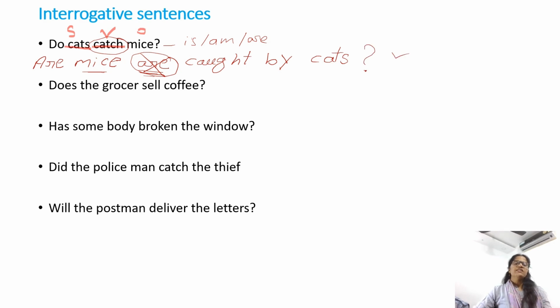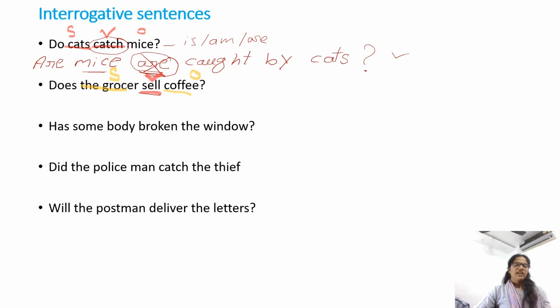Next one. Does the grocer sell coffee? First rule, find out subject, verb and object. What is the verb? Sell is a verb. What is the subject here? Who sells? Grocer. Grocer is the subject. The grocer sells what or who? Answer is coffee. So coffee is the object.